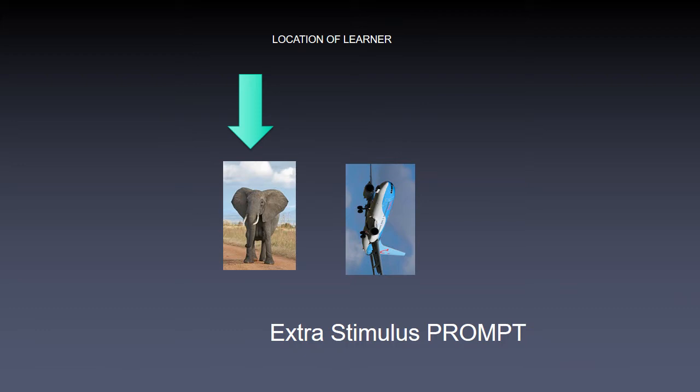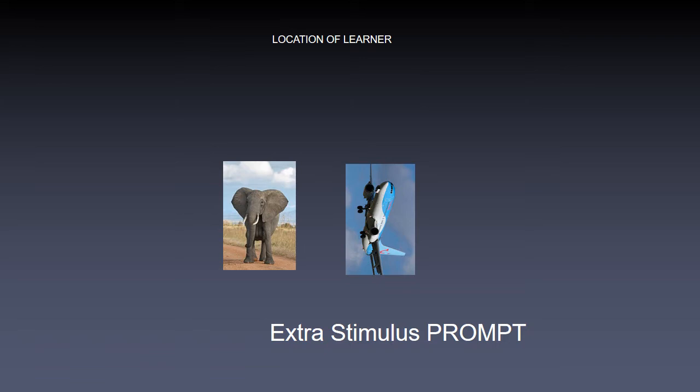Let's look at how we would fade back that extra stimulus prompt I had, the one with the arrow. So this would be an example of prompt fading. We're going to fade this extra stimulus prompt out. So we start out with it being just like it was, but then we can change the dimensions of it. We can make it smaller and smaller until it's gone. That would be fading out the extra stimulus prompt.